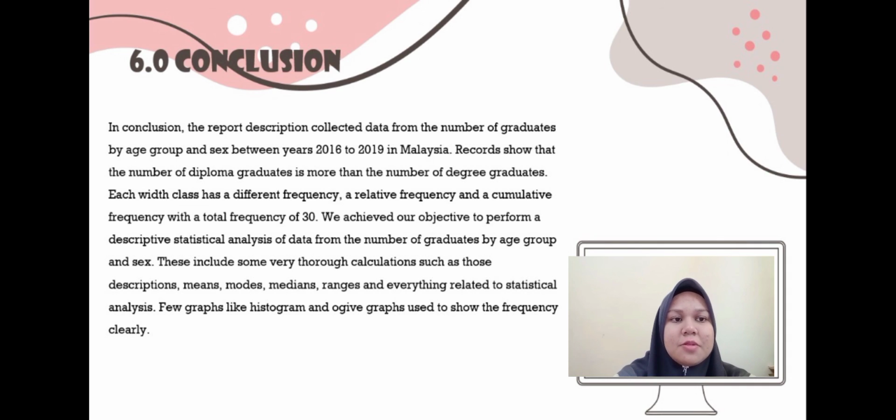We achieved our objective to perform a descriptive statistical analysis of data on the number of graduates by age group and sex. This includes calculations such as the mean, mode, median, range, and everything related to statistical analysis. A few graphs like histogram and ogive were used to show the frequency clearly.